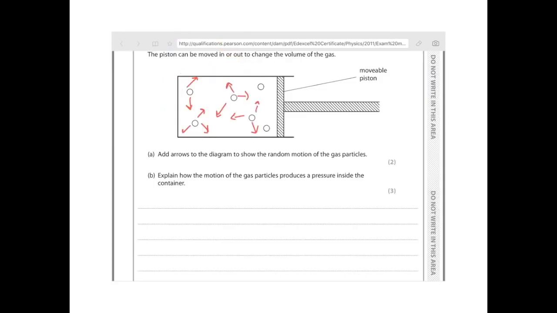Explain how the motion of the gas particles produces the pressure inside the container. This is an answer you can rote learn. So you want to first of all talk about the fact that gas particles have random motion and that they collide with the walls of the container. Then this creates a force, and then lastly state an equation, which is pressure equals force over area. And that is the easiest way in which you'll get 3 marks. I would really recommend you learn that answer off by heart.